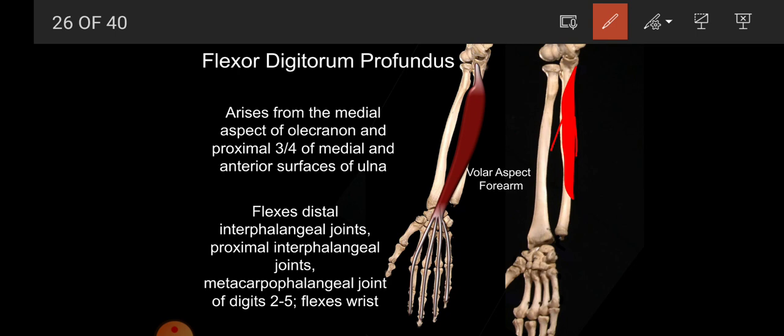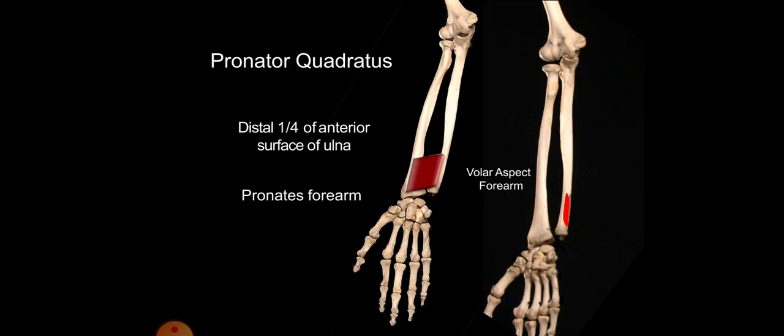So this is the bulkiest muscle, and it is sending 4 tendons for the medial 4 fingers for the flexion of the proximal as well as distal interphalangeal joints. Next muscle is the pronator quadratus muscle. It is arising from the lower 1/4 part of the anterior surface of the ulna. So here we can see the pronator quadratus.